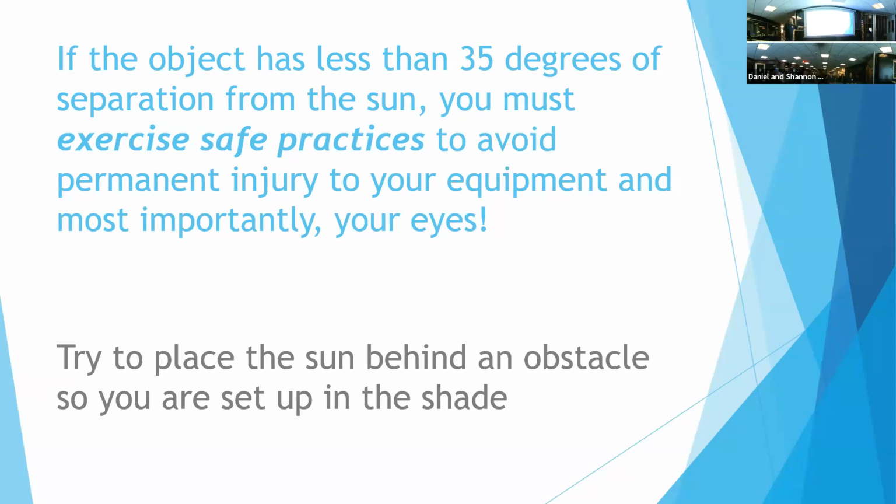Try to place the sun behind an object so you are set up in the shade. In other words, if you plan to observe the planet during the daytime, it's a good idea to set the telescope in the shade, out of the sunlight. It could be the shade of your house, or the roof of your house, or a building, or even the trees. As long as it's in the shade, you prevent accidental pointing toward the sun. So always in the shade.